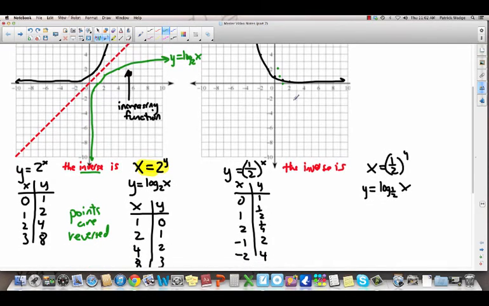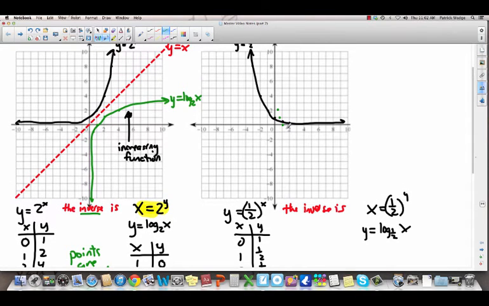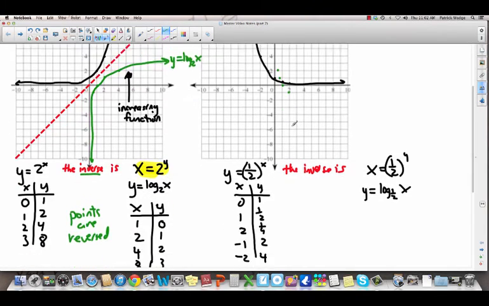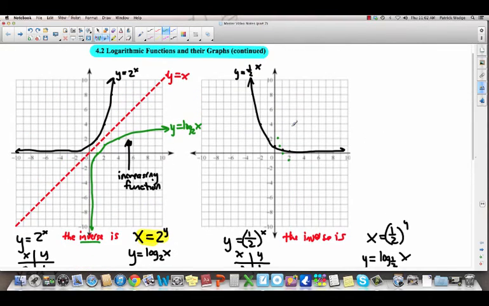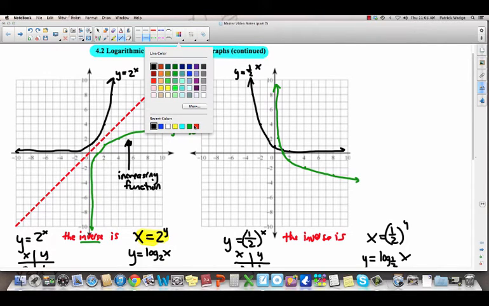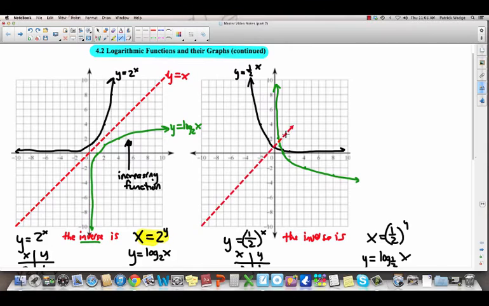What other points did we have? We had -1, 2, so it's going to go to 2, -1. We had -2, 4, so it's going to go to 4, -2. And we also put up there somewhere -3, 8, so 8, -3. And it looks something like this. We have that vertical asymptote at the y-axis. Goes something like this. And again, if I was to draw that y equals x line, you will see that it's a perfect reflection over that line. In this case, this is a decreasing function.